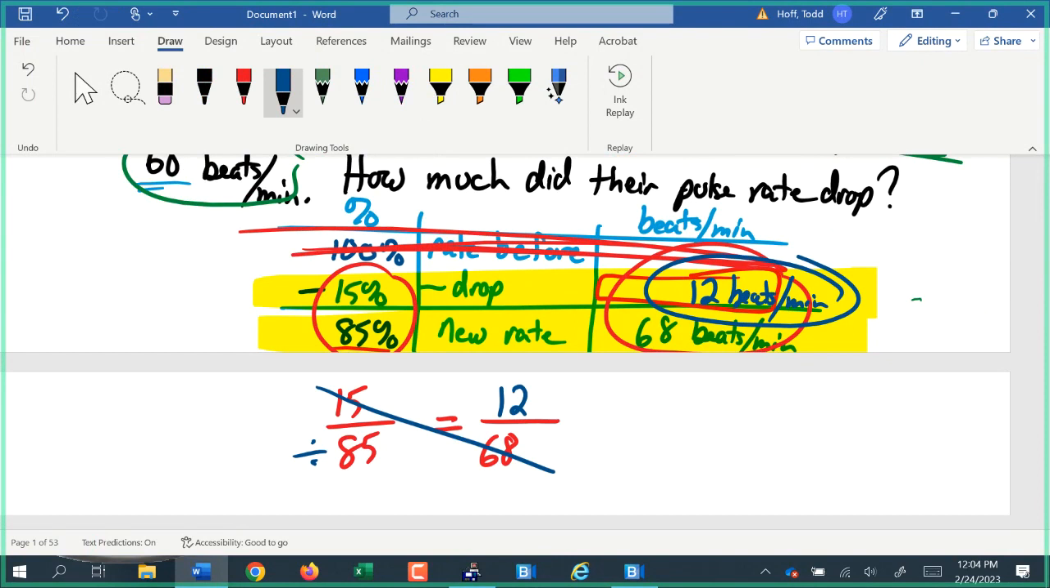And of course, we could use that if we wanted to find what the old heart rate or the original heart rate was. We could add it to the 68 to get 80 beats per minute. Or we could go back through and do 100% over 85 and do that calculation.